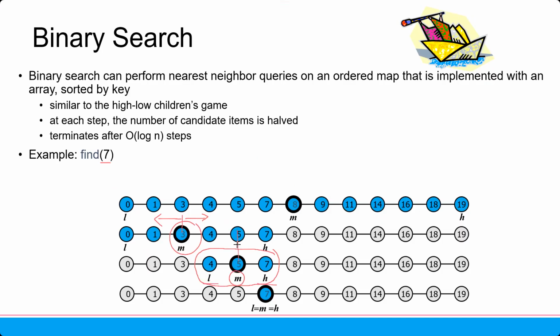So after we know the M, we need to check where is 7. 7 is less than 5 or 7 is higher than 5. 7 is higher than 5. And this one will be the last value or the last set to solve.